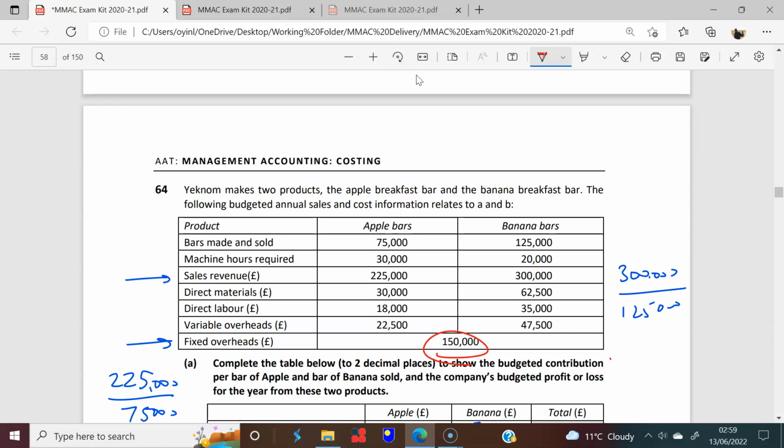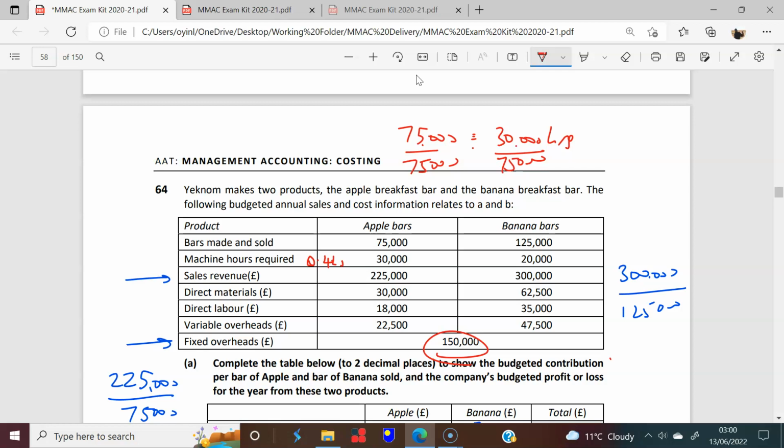So we need 30,000 hours to make 75,000 units. And so therefore, to make one unit, we need 30,000 divided by 75,000, which is 0.4 hours. So we need 0.4 hours to make a bar.